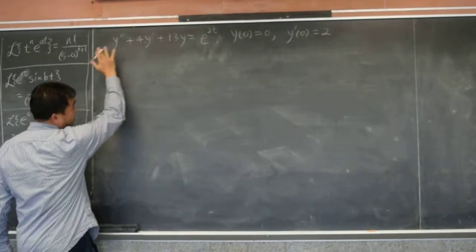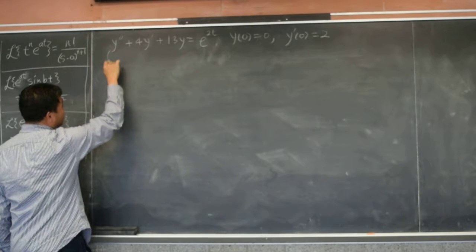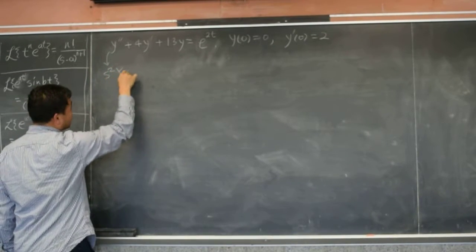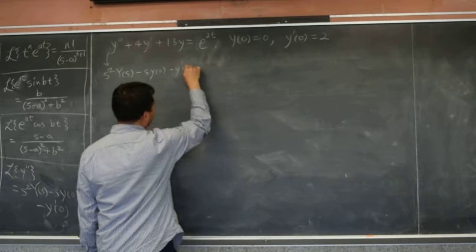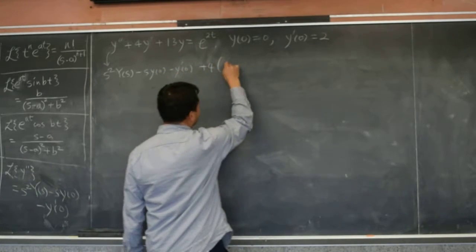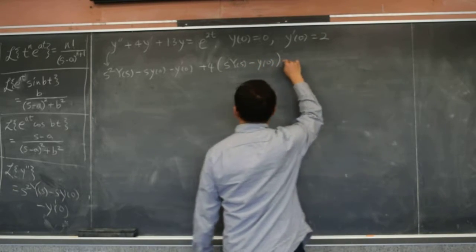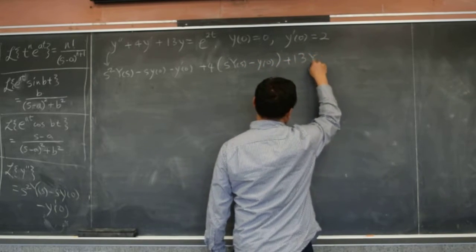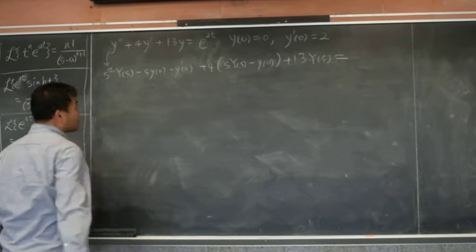Right, this time do the Laplace transform. This one becomes s squared Y(s) minus s y(0) minus y prime of 0, plus 4 times (s Y(s) minus y(0)), plus 13 Y(s). How about this one? What's the Laplace transform of that?